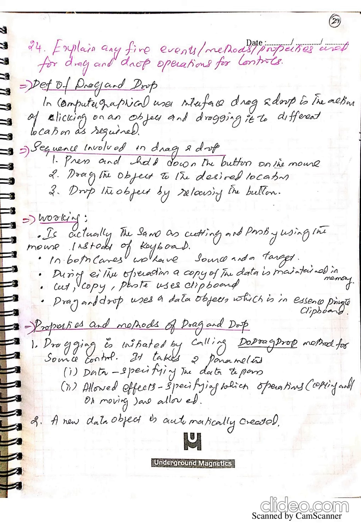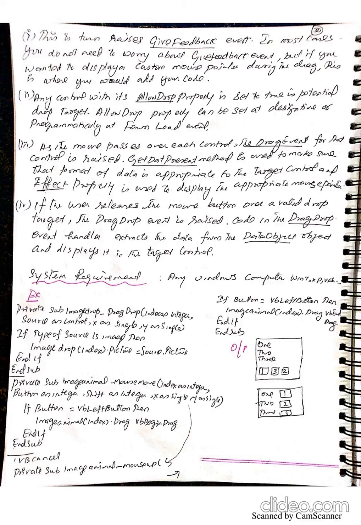The GiveFeedback event gives feedback. In most cases we do not need to worry about the feedback event, but if we want to display a custom mouse pointer during the drag, this is where we would add the code. Any control with its AllowDrop property set is a potential drop target. The AllowDrop property can be set at design time or programmatically in the form load event.